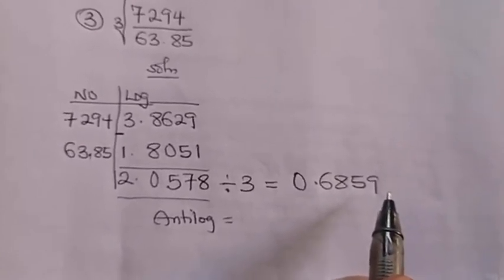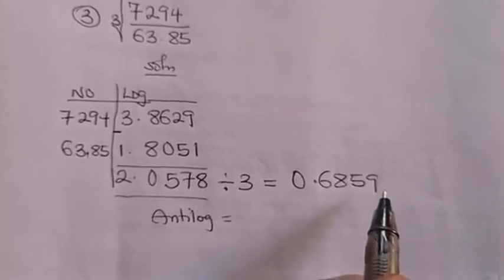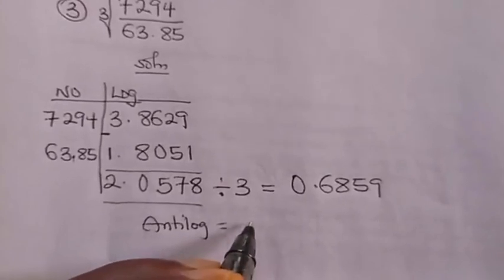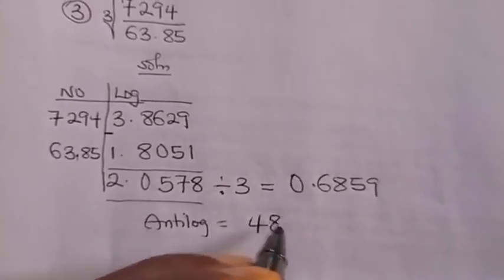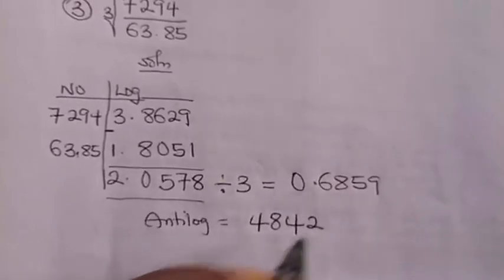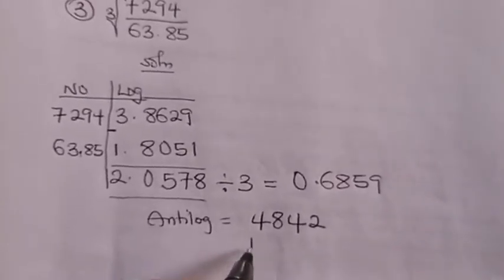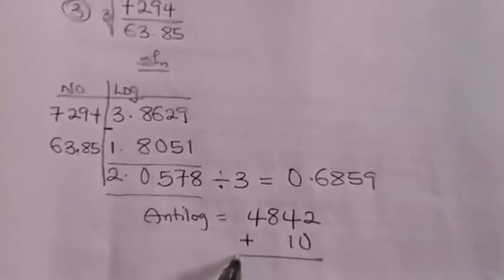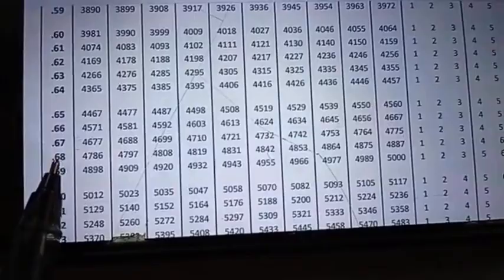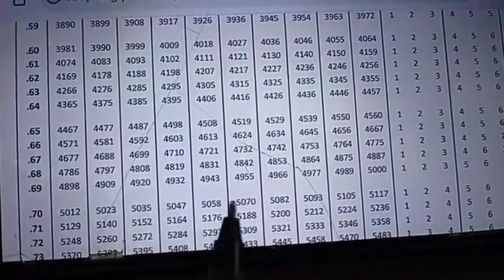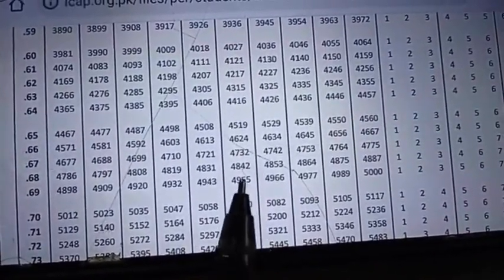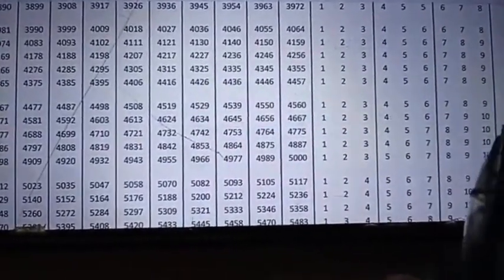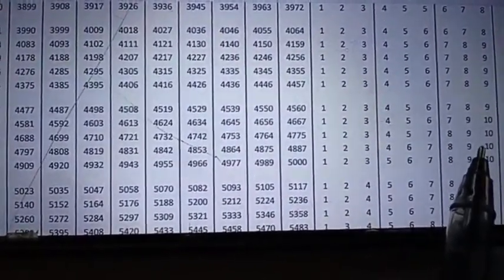0.68 under 5, difference 9. We are going to have 4842. Difference of 9, we have 10. This is it here. 0.68 under 5, we have 4842. When you come to difference of 9, we have 10.